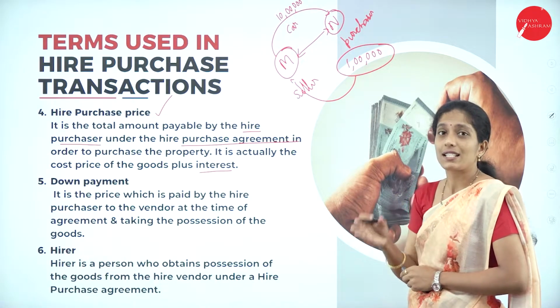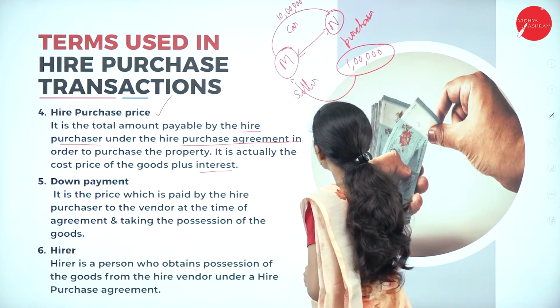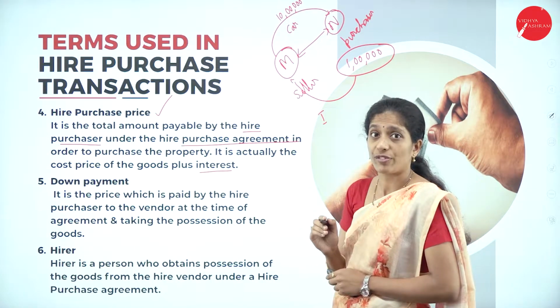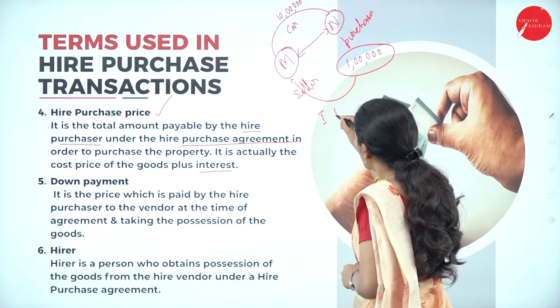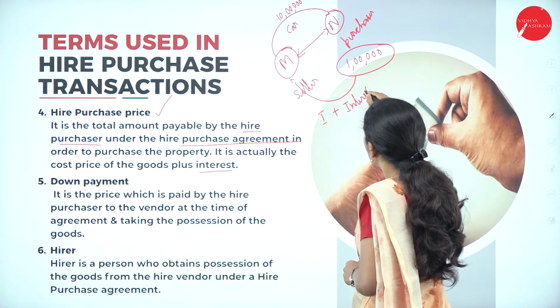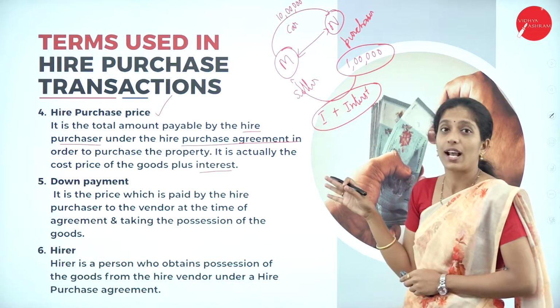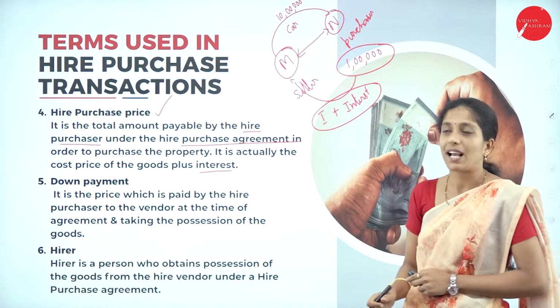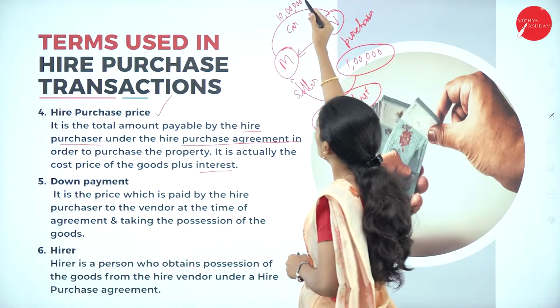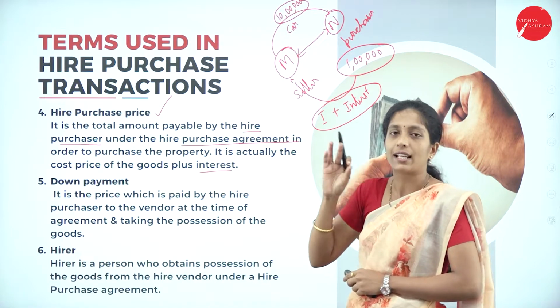So this 9 lakh will be paid in the form of installments, and along with the installments he has to pay interest also. So this installment amount plus interest is known as the hire purchase price. Then what is the cash price? The total value of the car, that is the actual value of the car, that is 10 lakh, is what?